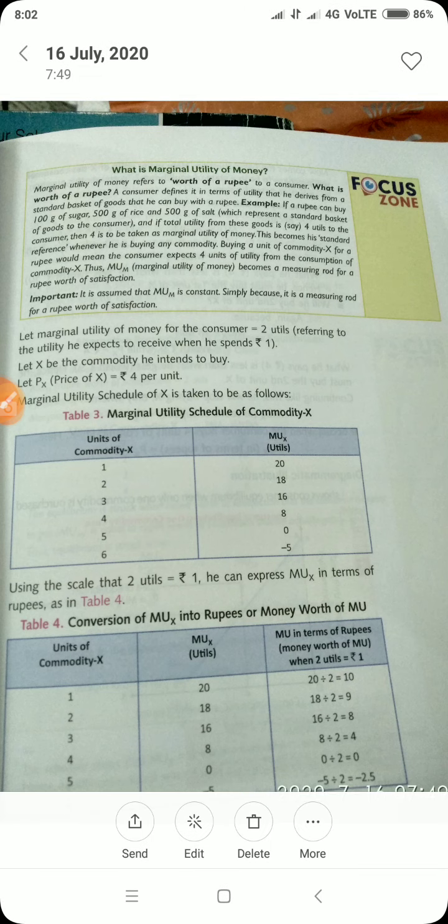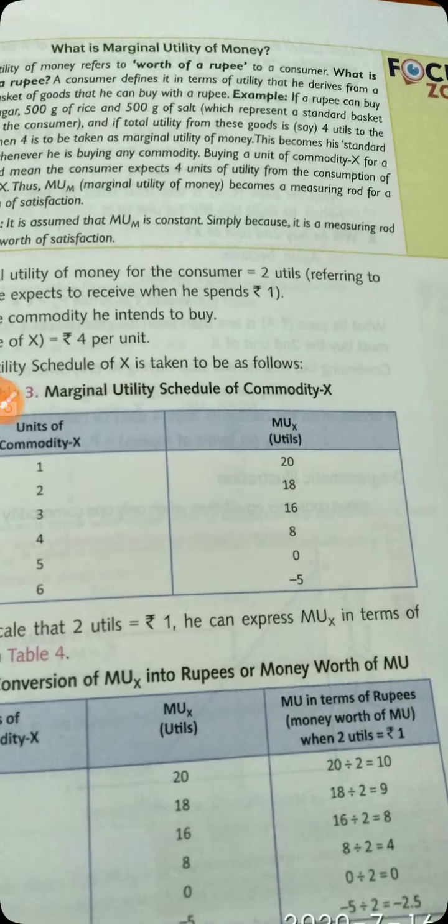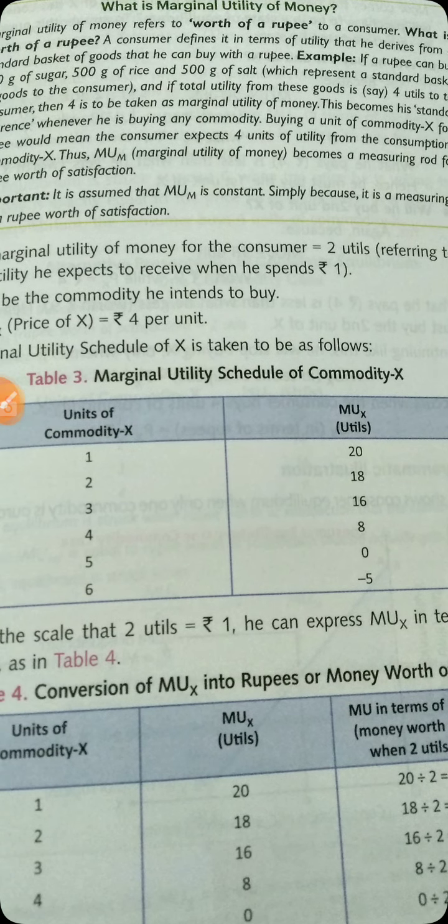After this, have a look at the table, marginal utility schedule of commodity X. Units of commodity X and the marginal utility in utils is given.